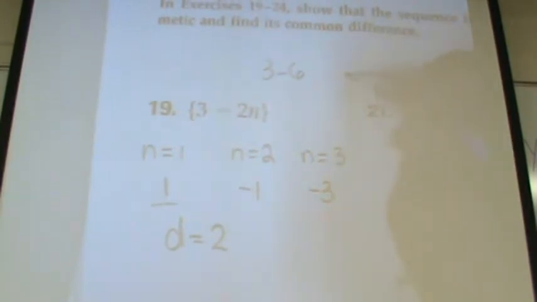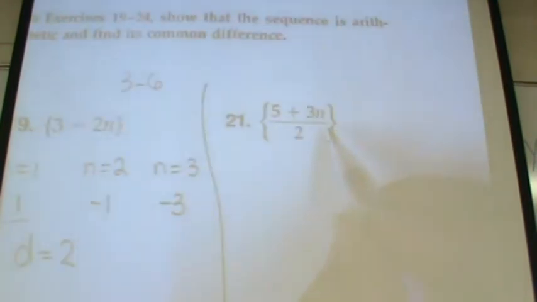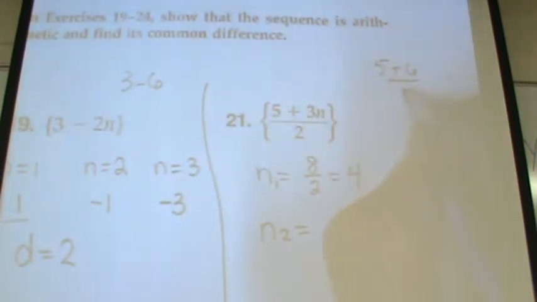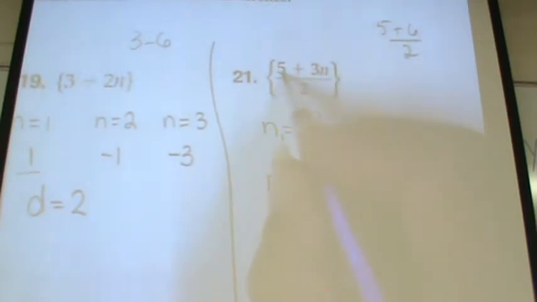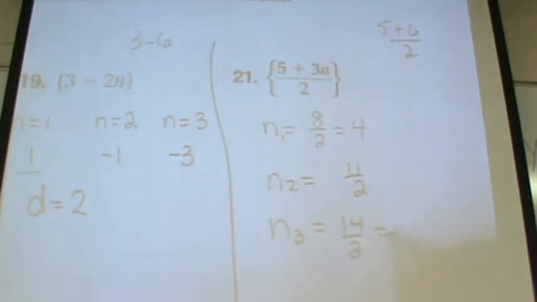Number 21, same thing. You're going to show that this is arithmetic by plugging some numbers in. When n is 1, you plug a 1 in here. 5 plus 3 is 8. And 8 over 2 is 4. So that would be your first term when n is 1. When n is 2, you have 5 plus 6, which is 11. 11 over 2, we're going to say 11 halves. And then when n is 3, plug a 3 in here. 3 times 3 is 9. 9 plus 5 is 14. 14 over 2 is 7.